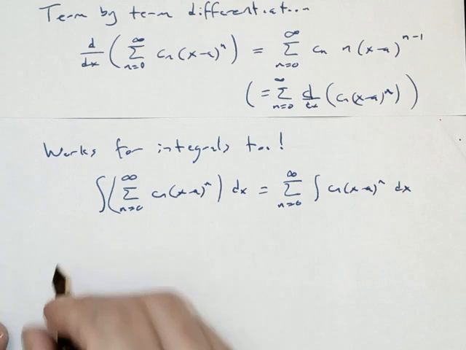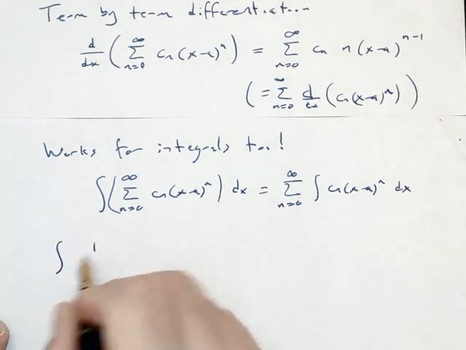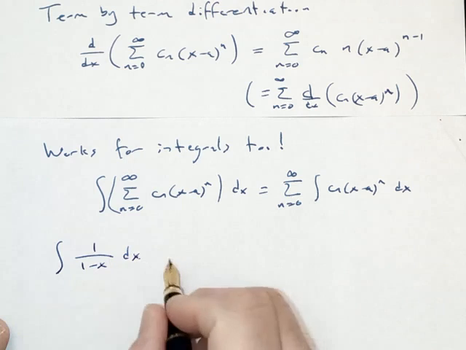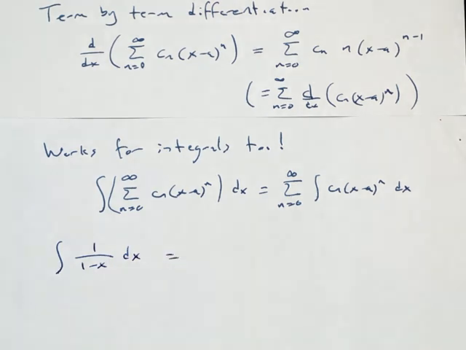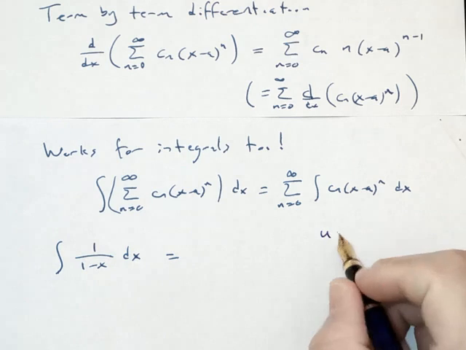Okay, wait a second. You know how to do that integral. If u is 1 minus x, then du would be negative dx.